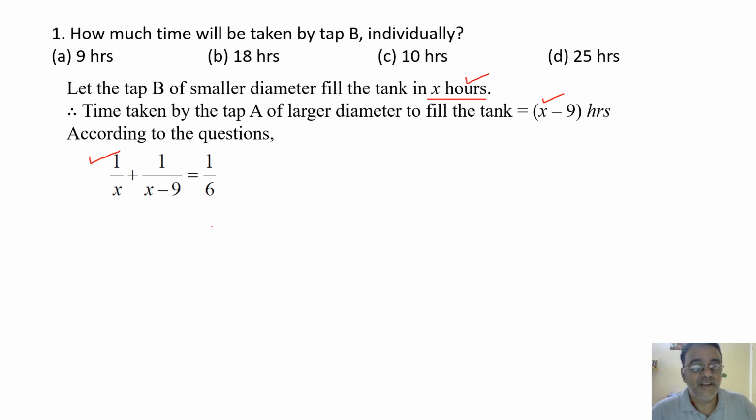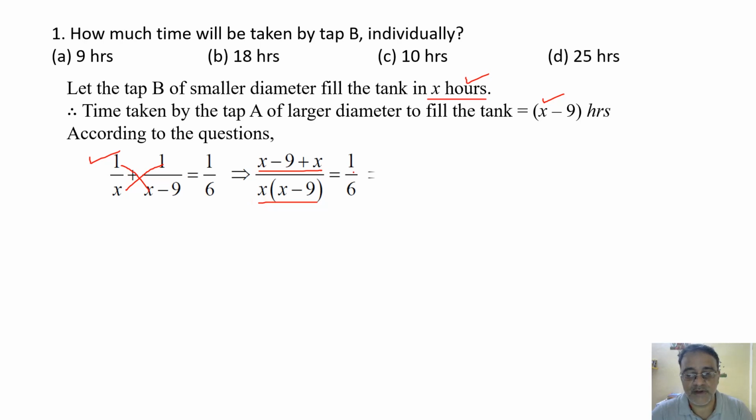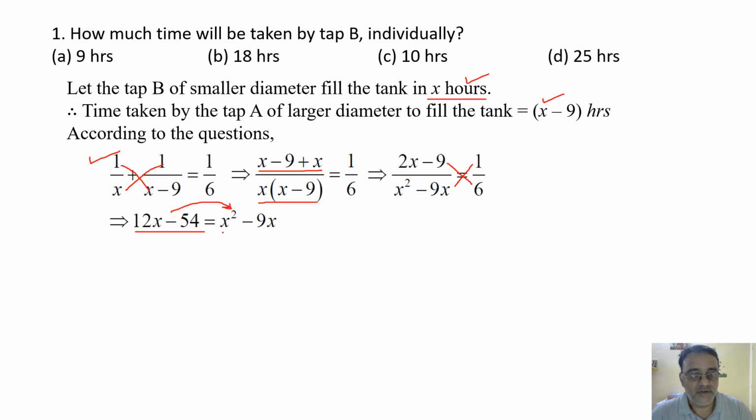Yes, sir. Right. So now we have to simplify by taking LCM. x minus 9 plus x upon x into x minus 9 is equal to 1 upon 6. So we are getting 2x minus 9 upon x square minus 9x is equal to 1 upon 6. Now we will do the cross multiplication. So 12x minus 54 is equal to x square minus 9x. Okay, now we will shift both of these to this side. So x square minus 9x minus 12x, that will become minus 21x plus 54 is equal to 0.